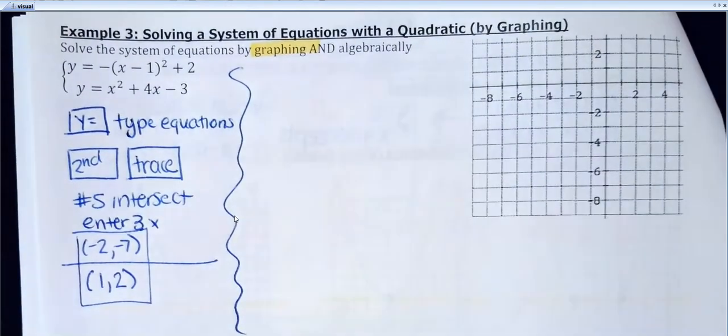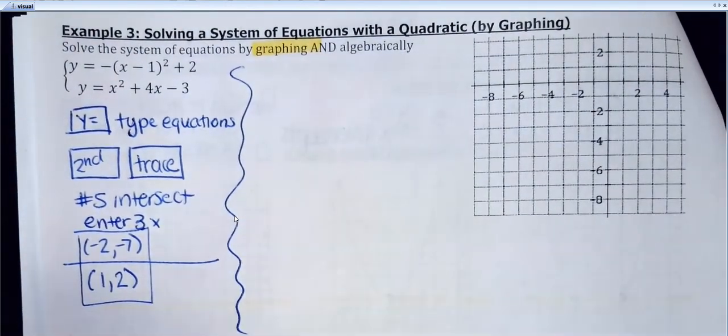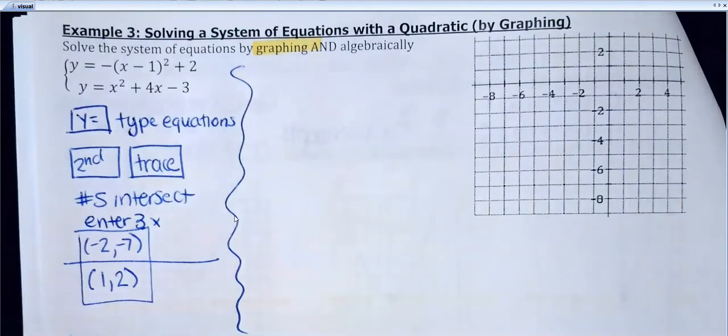Okay, now pretend I didn't have my graphing calculator. How would you solve this just using algebra? If I gave you the system, how would you solve this algebraically? Does anybody remember, from our systems unit, what you would do? Yeah, I would set them equal to each other for sure. Okay, so they're both equal to y, right?